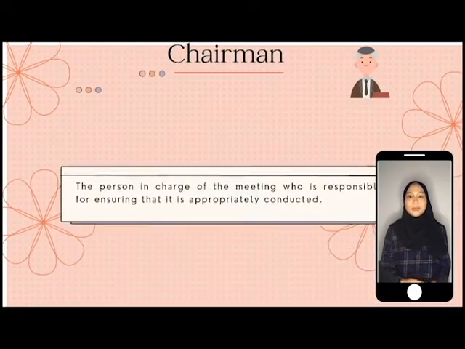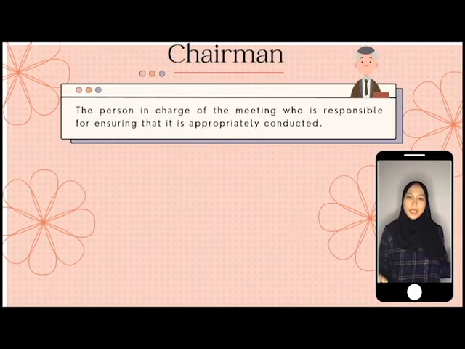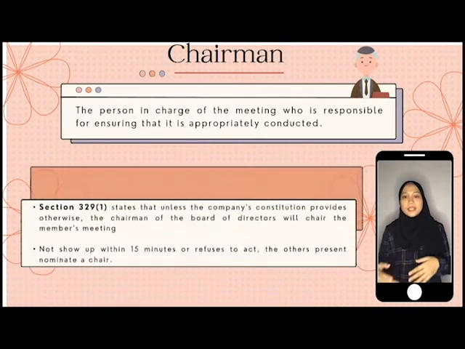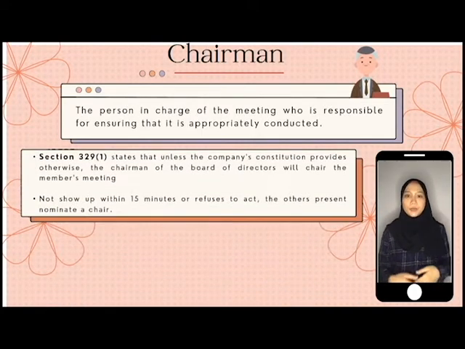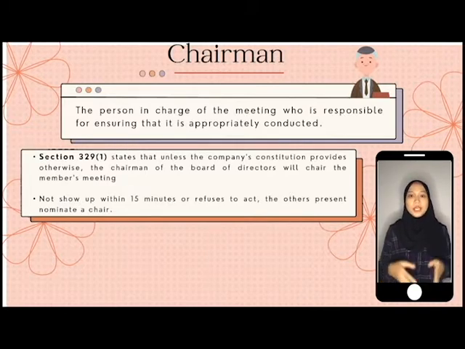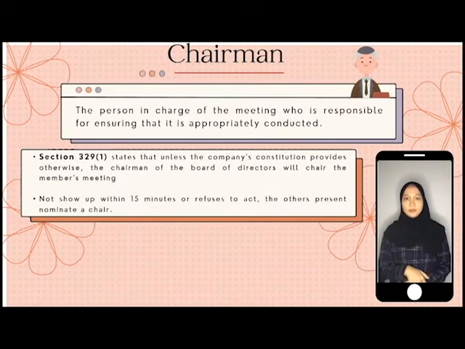As you know, the chairman is in command of the meeting and has some particular rights. Section 329 Clause 1 indicates that unless the company constitution states otherwise, the board chairman will preside over the member meeting. If he does not show up within 15 minutes or refuses to act, the members present elect one of them to chair the meeting. If the board of directors does not have a chairman, the members may elect any member to lead the meeting.